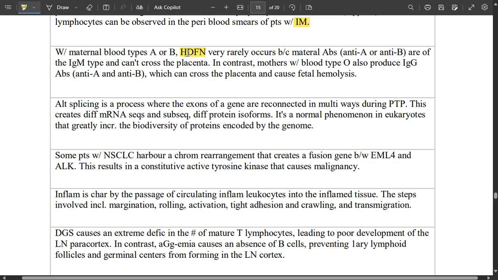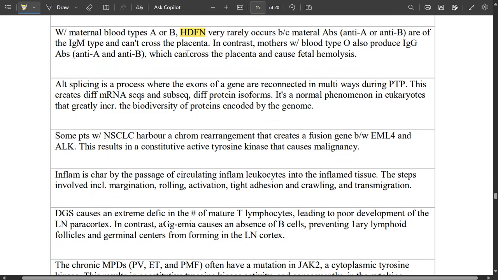Okay, so here also, if the maternal blood type is A or B, the baby's blood is not destroyed, there is no hemolysis of the baby's blood, because the anti-A or anti-B present in the mother's blood are of IgM type and can't cross the placenta. But a mother with O blood group has IgG antibodies which can cross the placenta and cause fetal hemolysis.